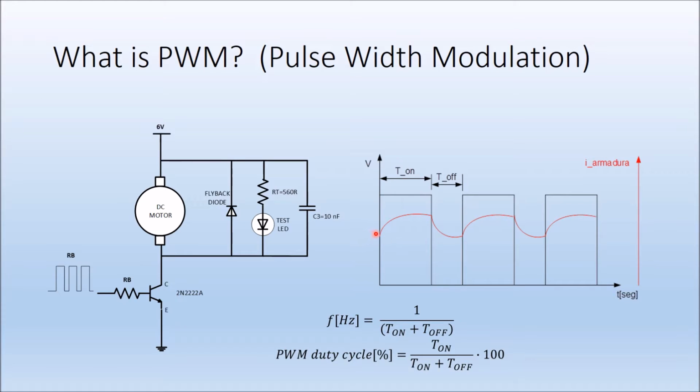So in this way, the voltage applied would be these square pulses, and the current will follow this exponential growth or exponential decay. And in the end, you would have an average current through the motor, and the value of the average current is what will keep a certain level of rotational speed. The frequency is given by this formula, and the duty cycle is given by the percentage of the time that the transistor is closed divided by the total cycle time.